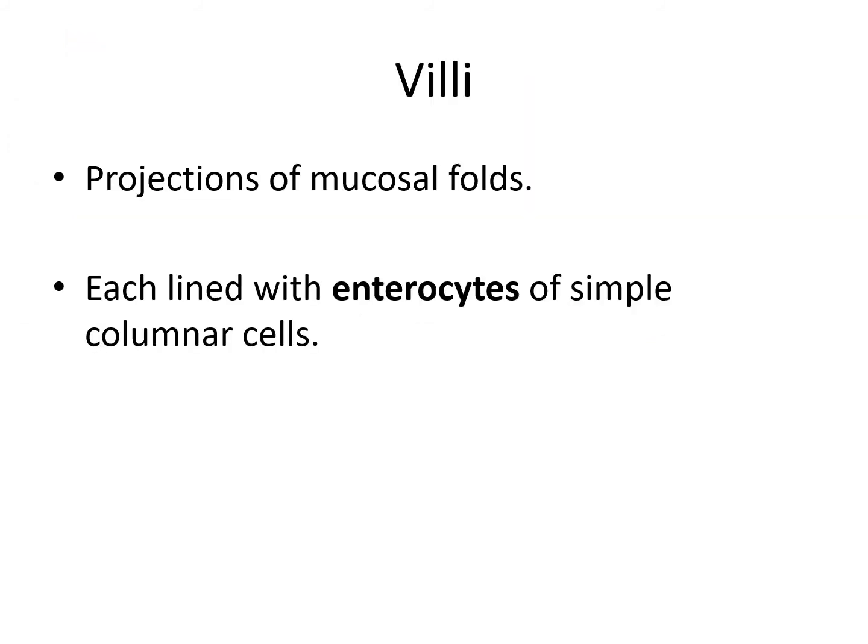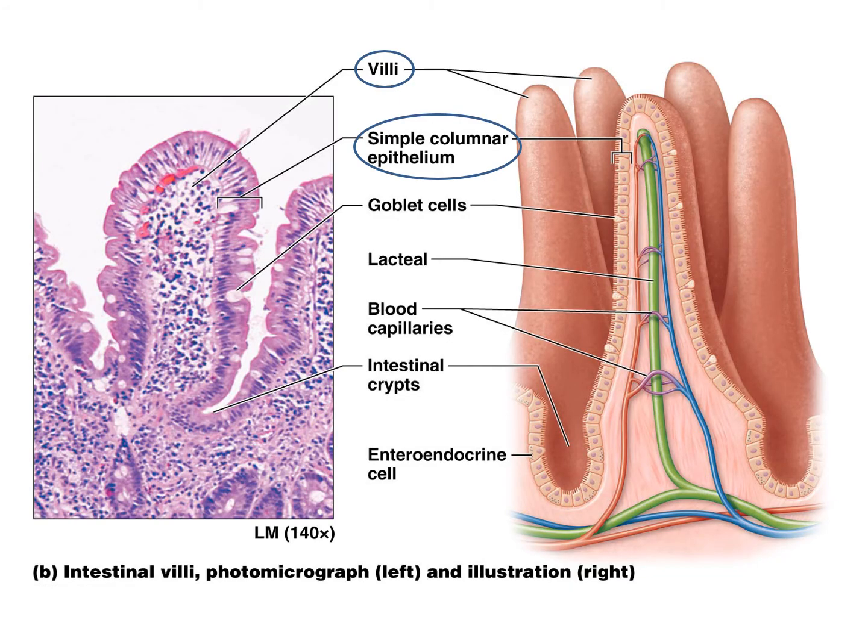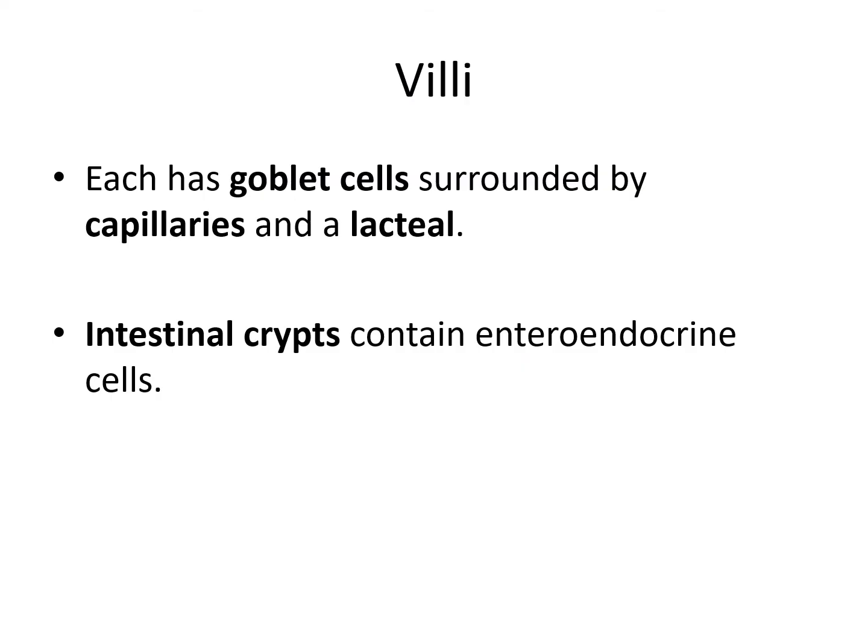Another projection are called villi. Okay, and villi are projections of mucosal folds, each lined with enterocytes of simple squamous epithelium. Okay, so here is showing the villi of simple squamous epithelium, and you can see how they can easily increase the surface area of the small intestine.